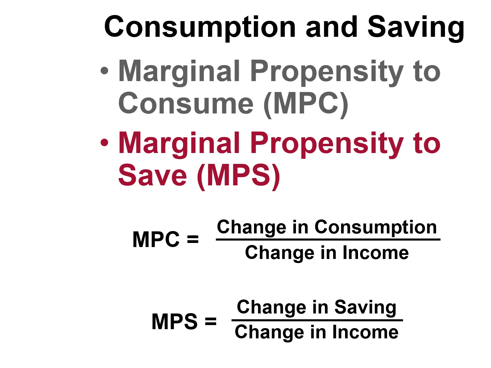Look at the formula down bottom for both marginal propensity to consume and marginal propensity to save. Be careful, it looks similar to average propensity to consume and save, but notice the word change. Change in consumption over change in income, and change in savings over change in income.